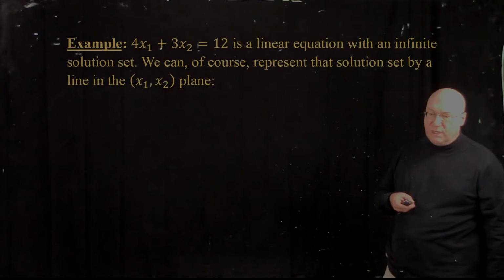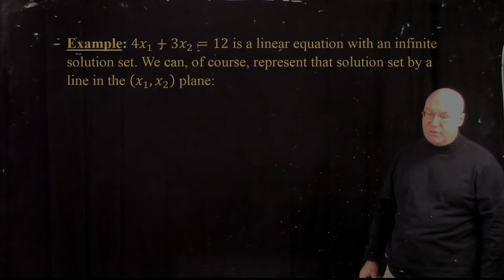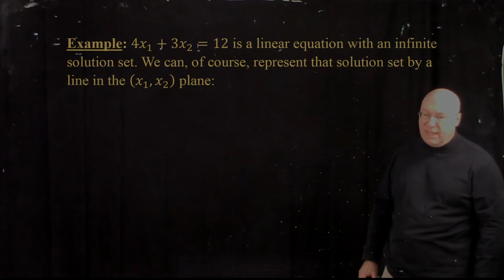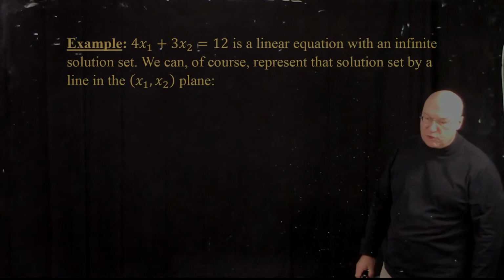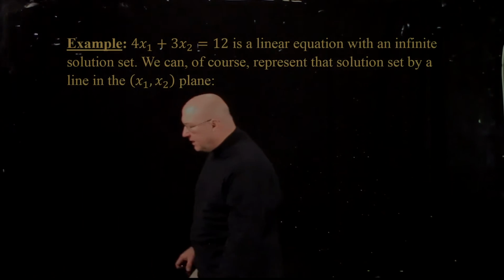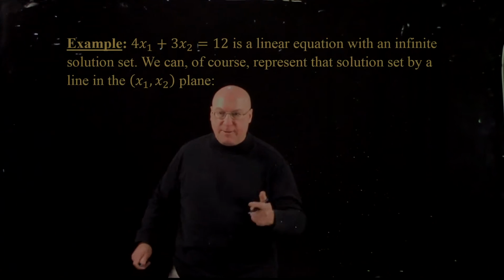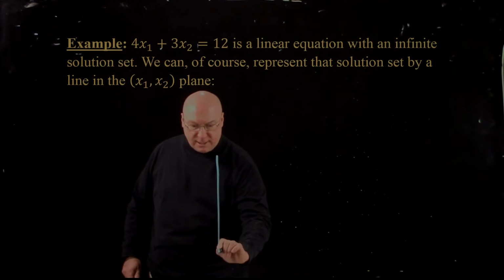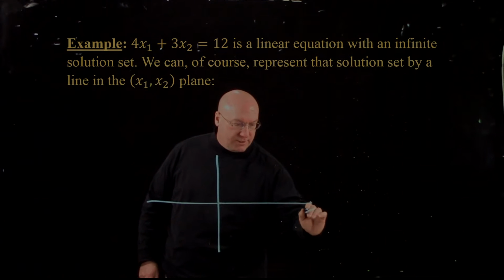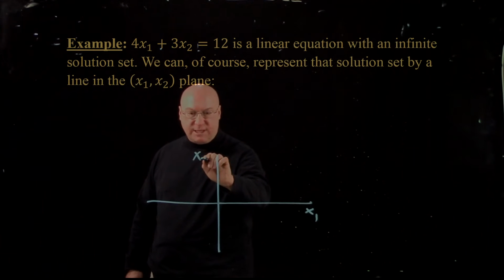4x1 plus 3x2 equals 12 is a linear equation with an infinite solution set. And of course, we can represent the solution by a line in the x1, x2 number plane, or the xy number plane, if you like. Let me keep it down here, kind of low. So let's call this the x1 axis, and we'll call this the x2 axis.